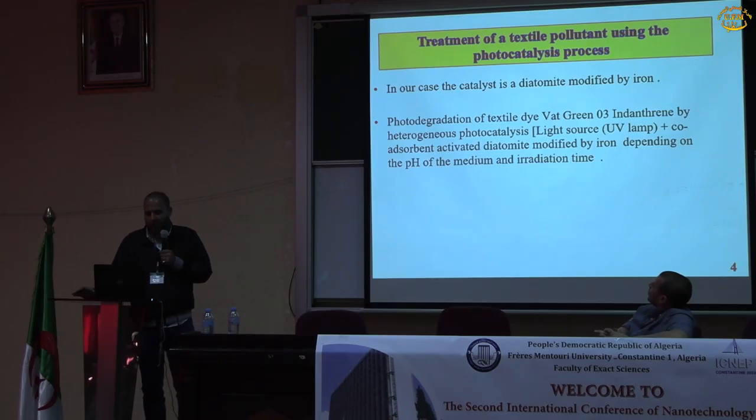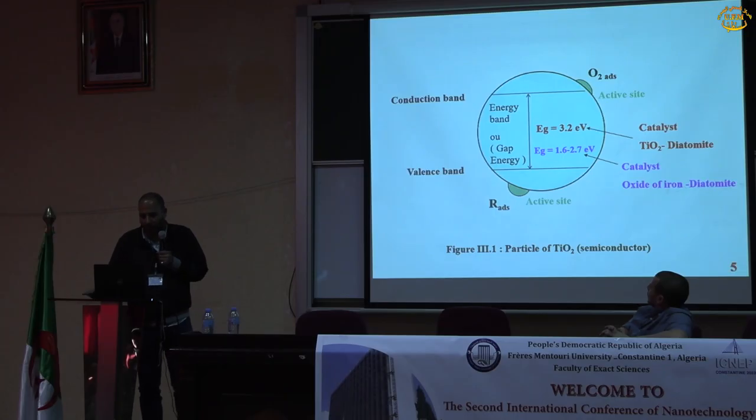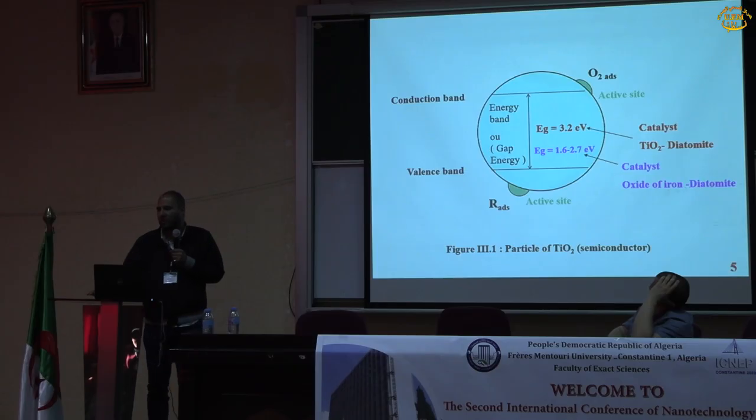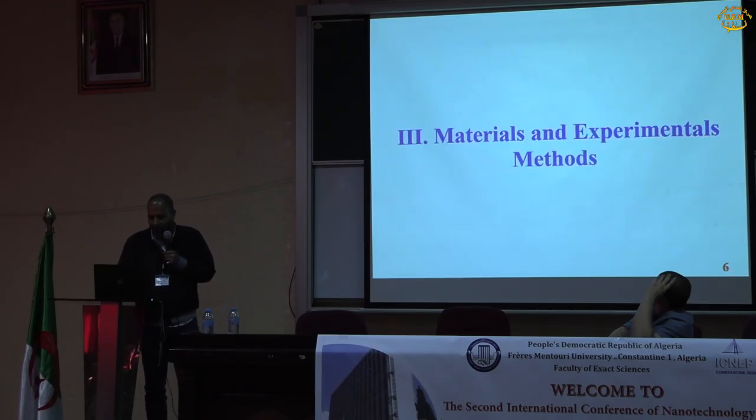Then, the photodegradation of textile dye, green zero-3 endothelium, by heterogeneous photocatalysis used a UV lamp light source from a transilluminator, plus co-adsorbent activated diatomite modified by iron, depending on the pH of the medium and irradiation time. The band gap energy of titanium dioxide modified diatomite is equal to 3.2 electron volts, and our catalyst, diatomite modified by iron, has a band gap energy in the range between 1.6 and 2.7 electron volts.